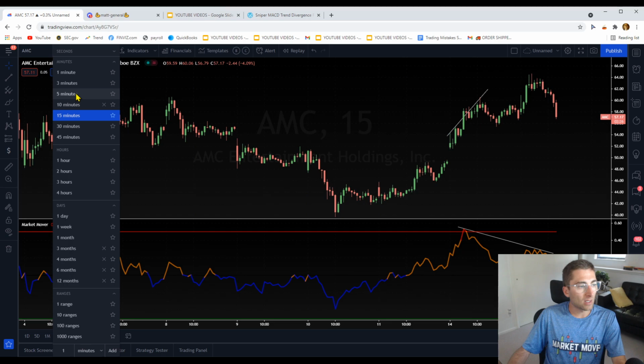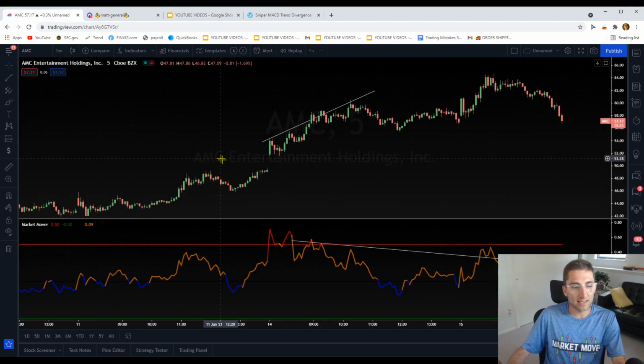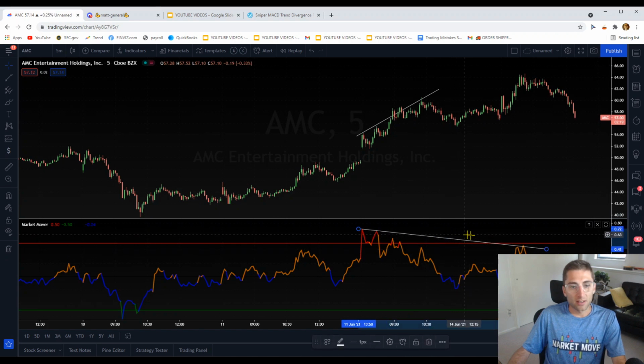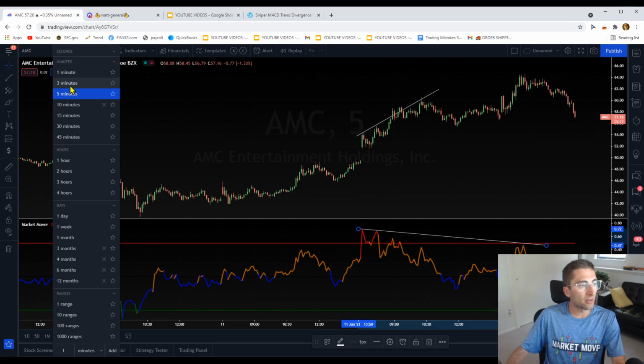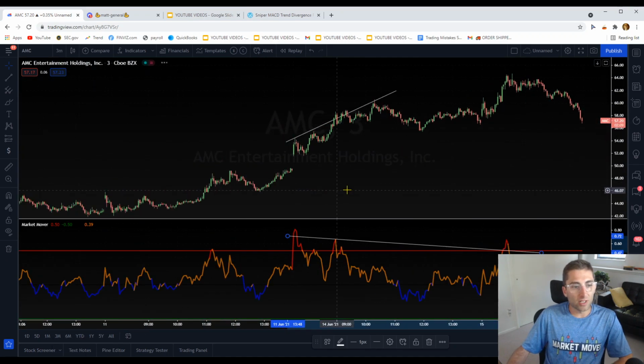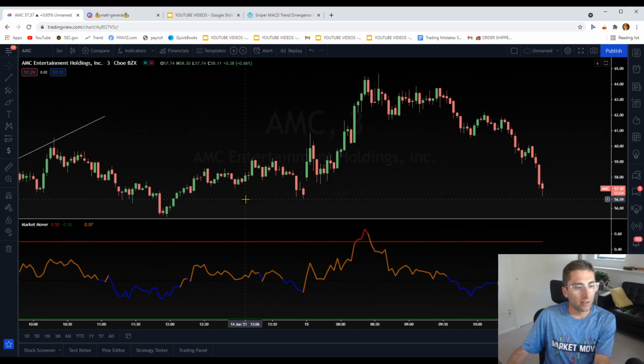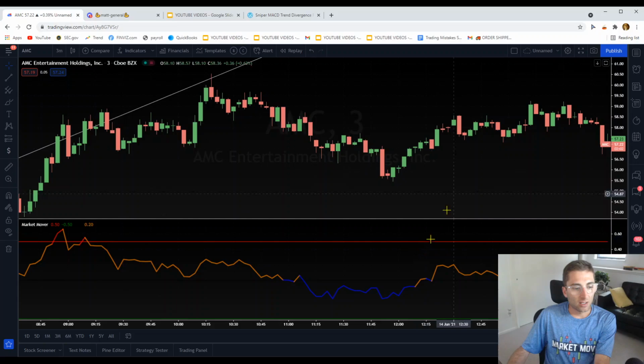So AMC is looking extremely bad here. And the 5-minute chart was just a little hard to trade. So let's move on one more time. Let's see if we could find the bottom here. I do think we would have been able to find the bottom maybe on the 3-minute chart. So if we go to the 3-minute chart, we'll zoom in here, and I do see a double bottom situation.